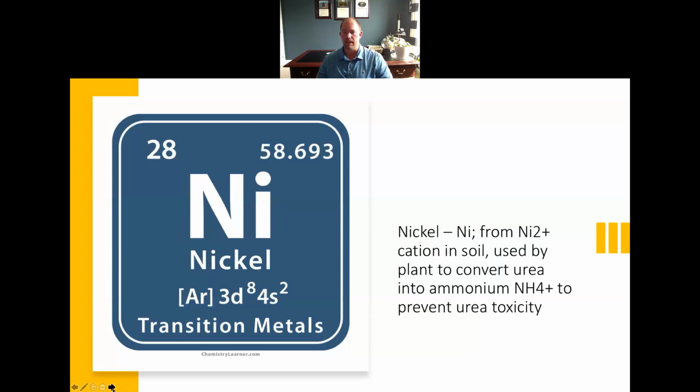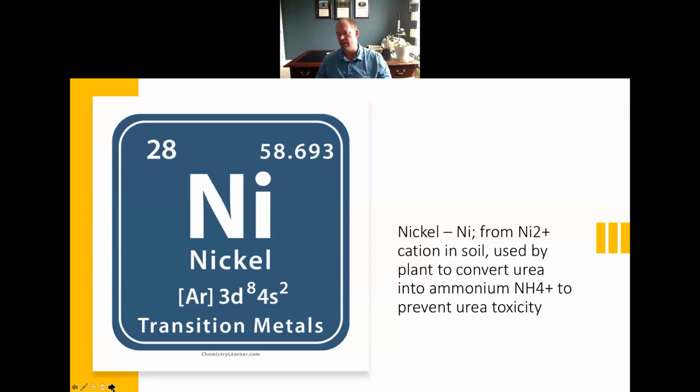Next, we're going to look at nickel. Nickel is a relatively new one. This is, again, a cation in the soil. We didn't really know a lot about it, but we started to find out that nickel is playing a role in the plant. It's not a central role, but it does have some benefit to the plant. It basically helps the plant to convert urea into ammonium to prevent urea toxicity.